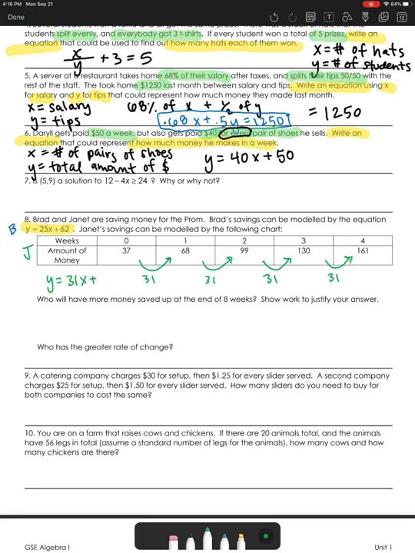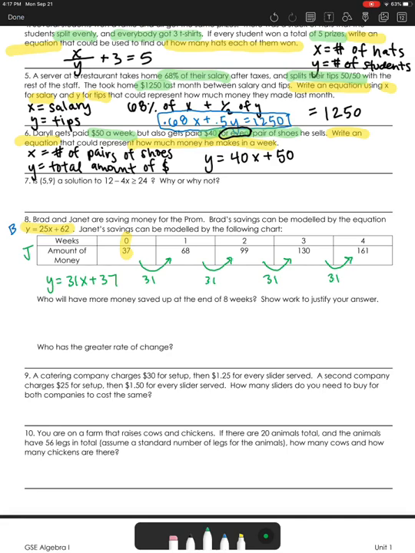What would her starting number be? Well, that would be how much she saved at week 0, and so that would be her 37. So we need to add 37 at the end of hers. So these are the two equations we see: y equals 25x plus 62, which is Brad's saving money for prom, and Janet's is 31x plus 37. So now we can answer the questions that we have.